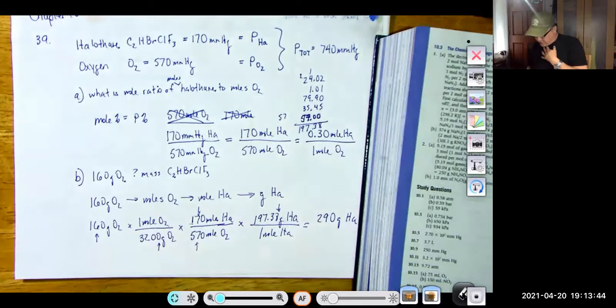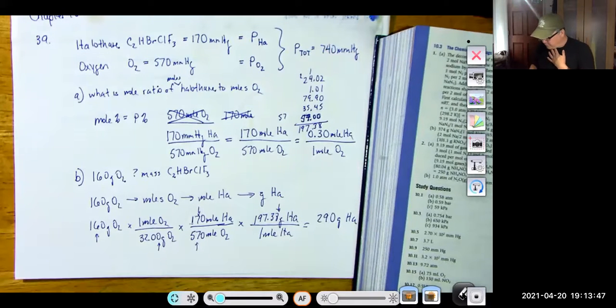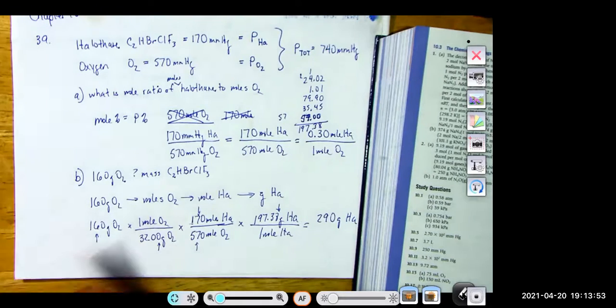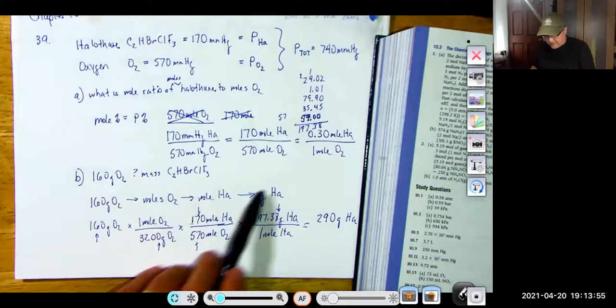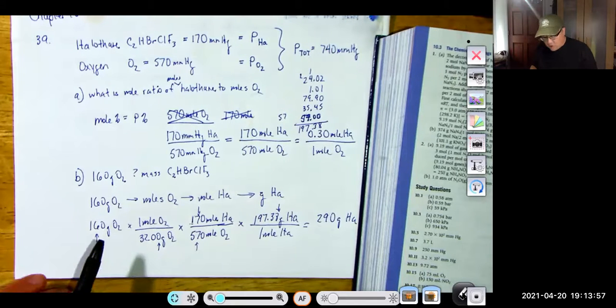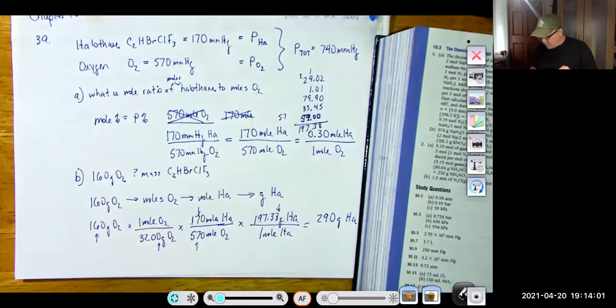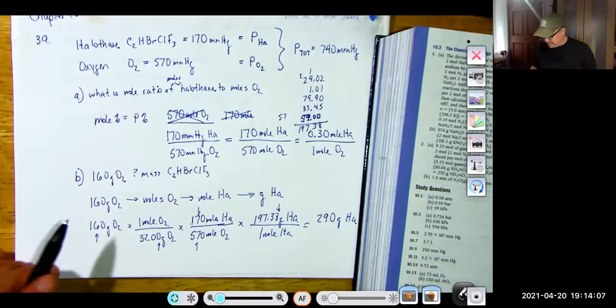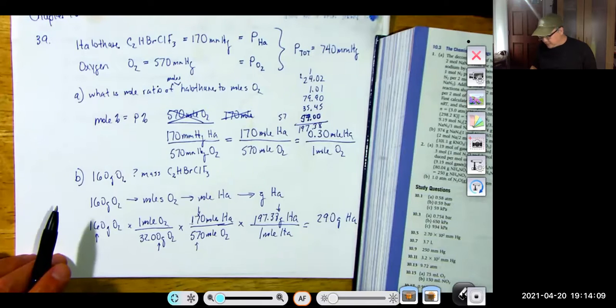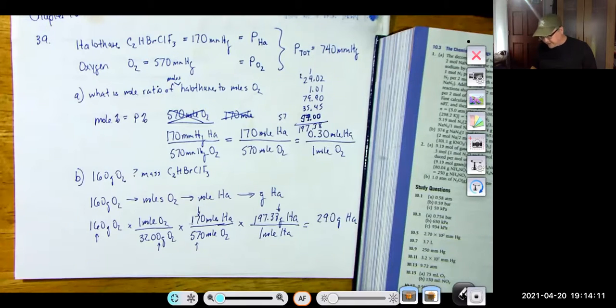Okay. So they get 0.30 moles of halothane, right? Yeah. And that's what we got. 0.3 moles right here to 1 mole of O2. And then they get 3.0 times 10 squared grams of halothane. And 3.0 does have 2 sig figs.